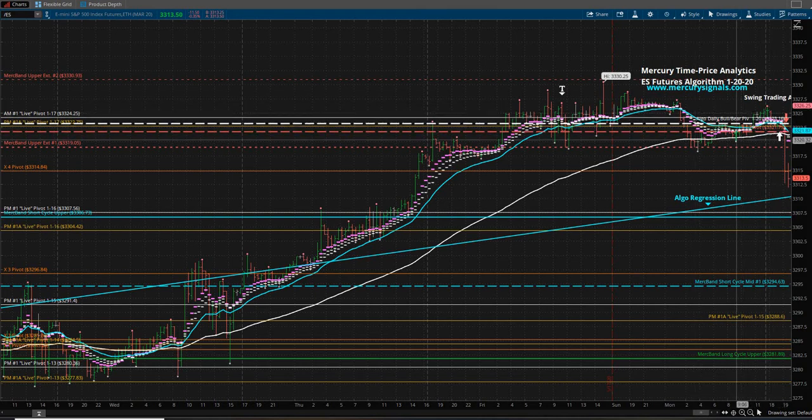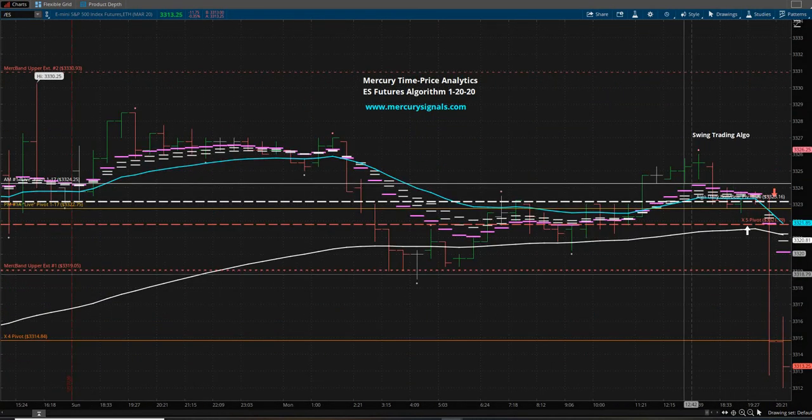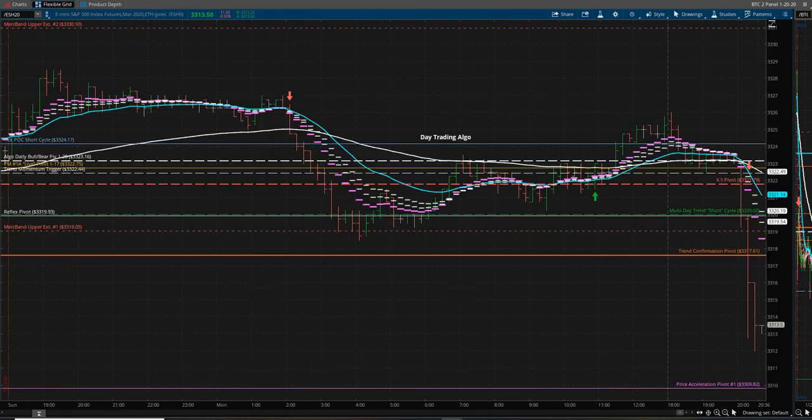Now this is a little bit jumbled because this is our swing trading algo, so we'll zoom in a little bit, but let me move over here to our day trading algo. And you can see where this X5 pivot comes in, 33.2179. That's generated at 10 a.m. in the morning.